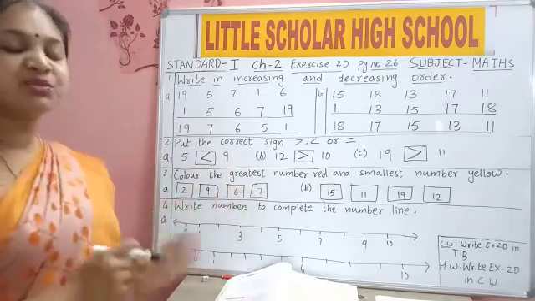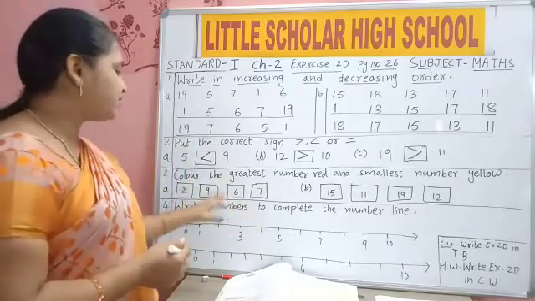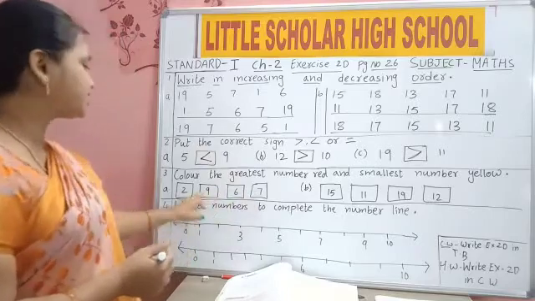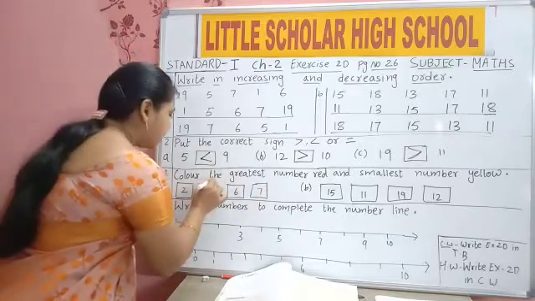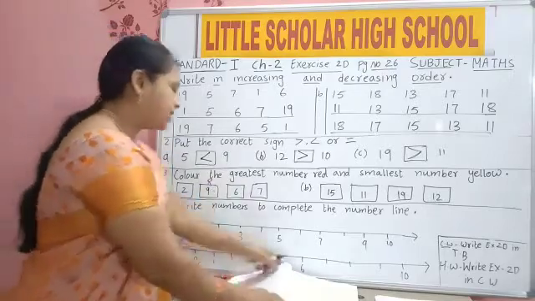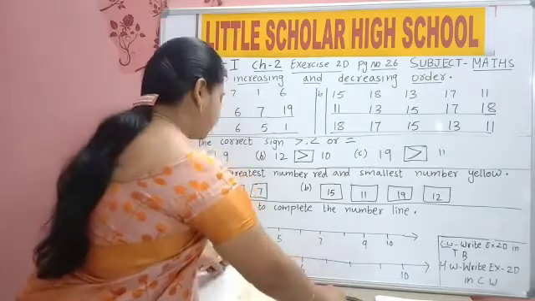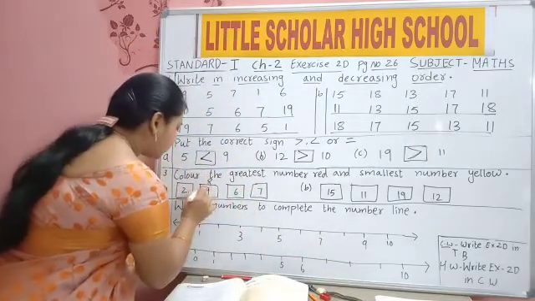Among these numbers, which is the greater number? 2, 9, 6, 7. Which is greater? 9 is greater. So you will color the 9 box red. Understood? Like this you will color the full box. Color the full box red.